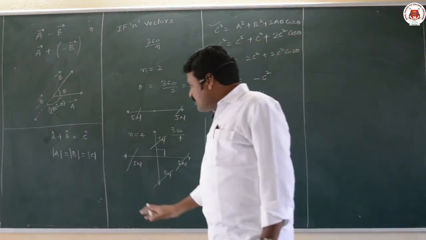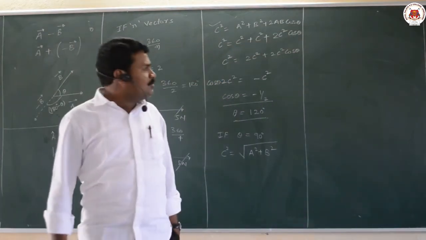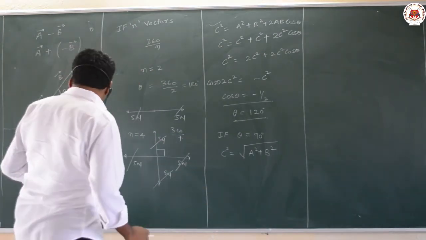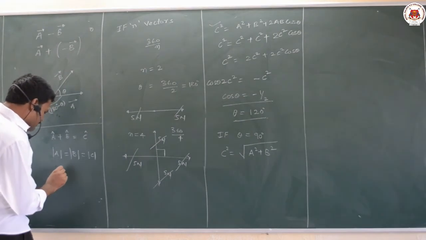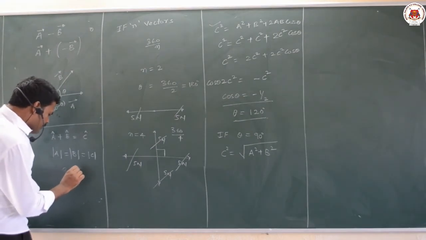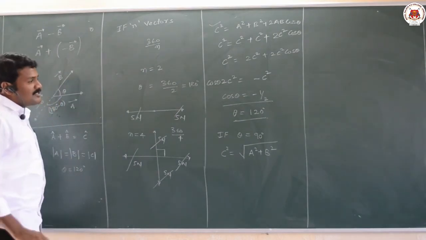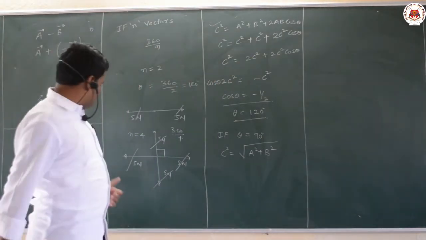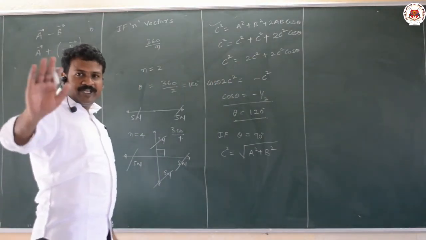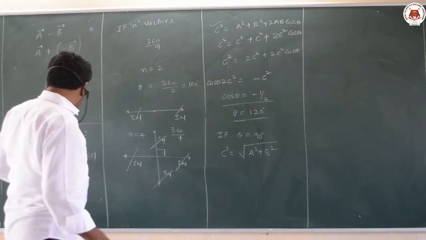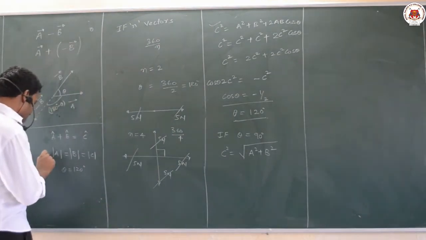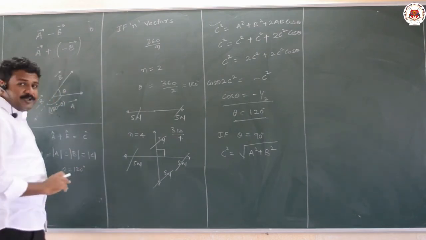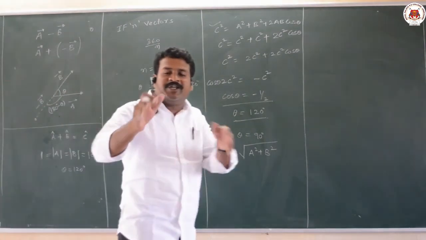See what I told already. If A is equal to B is equal to C, theta is 120. So the angle between A and B is 120. Directly you will get it from one sentence only. Magnitude of A is 1, magnitude of B is 1, magnitude of C is also 1. And if I add A and B, I am getting 1 only.